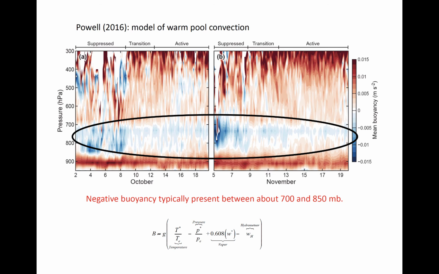This appears to happen because a climatological layer of negative environmental buoyancy is present above the boundary layer, at least over tropical oceans. These figures shown were calculated from two different numerical cloud-permitting simulations of tropical convection over the Indian Ocean. Blue regions indicate where the mean buoyancy in the model domain was negative. The simplified expression used to compute buoyancy is shown at bottom and is sensitive to the difference in temperature, T star, pressure, and mixing ratio between the environment and clouds.